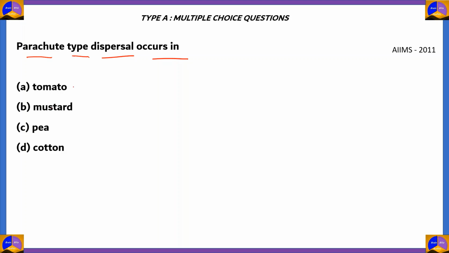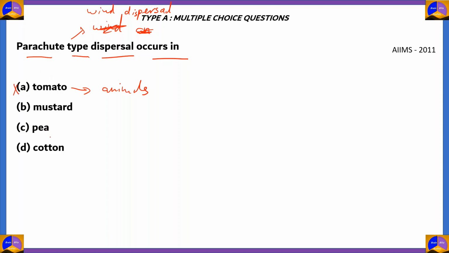Let's look at each of our options. Tomato is spread through animals, and the term parachute type dispersal is basically used for wind dispersal. The term anemophily is not used for wind dispersal, it's used for pollination by wind. Here we are referring to wind dispersal of seeds, so seeds are dispersed in the wind. So option A is incorrect.